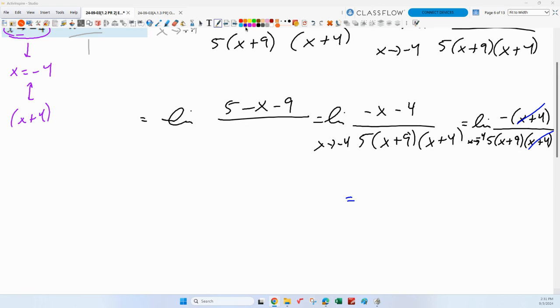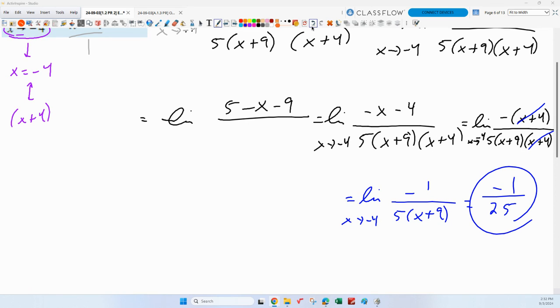If I let x approach negative 4, what do I get on the top? I'm going to write one more step. Now, if I plug negative 4 and evaluate the limit, I get negative 1 over 25, right? Yeah. There's my answer. Good? Okay? All right. Okay, last one for today, I think. We'll see.